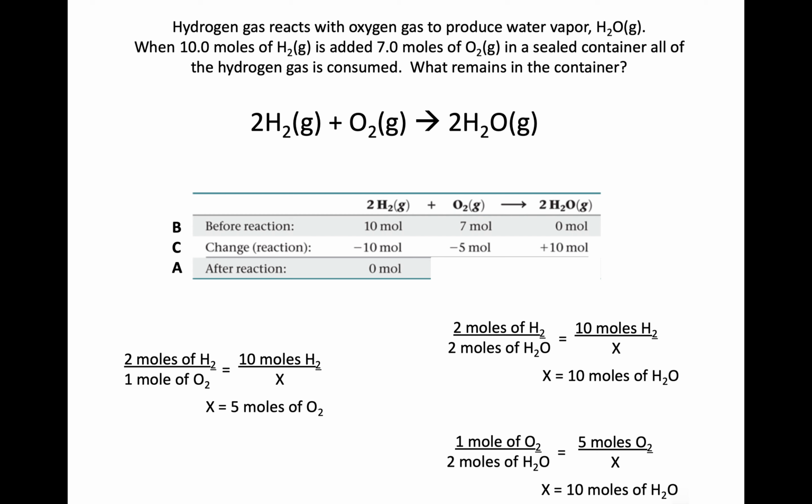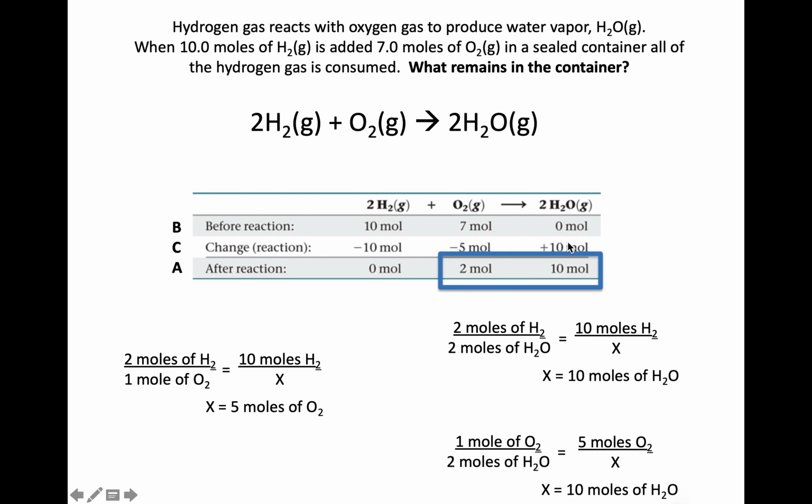For the ones that are reactants, I'm going to put negative signs to show those are getting used up. The product gets a positive sign, and then I'll just put those together and see that I started out with 7, I used up 5, I've got 2 moles left. I started out with 0, I added 10, I've got 10 moles produced. That's what remains in the container.